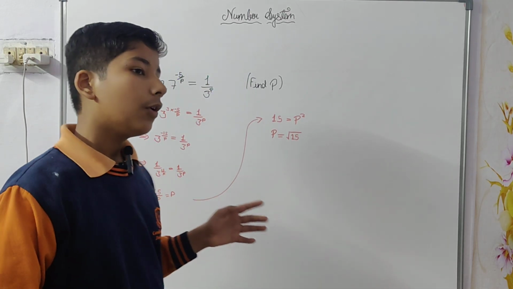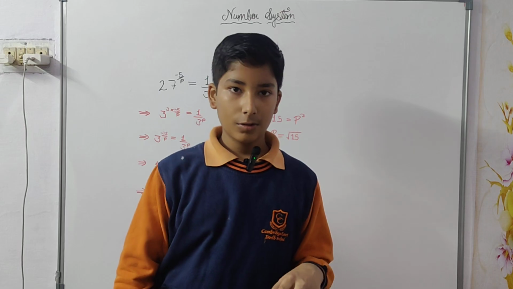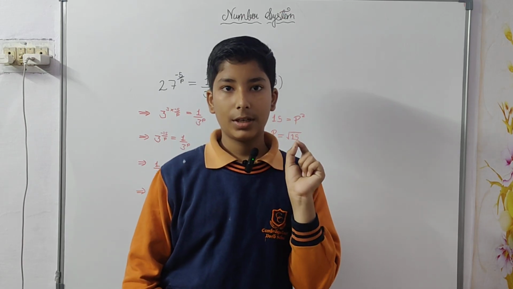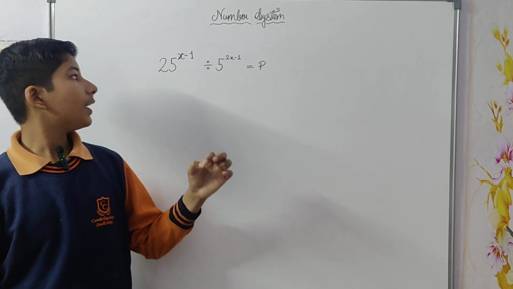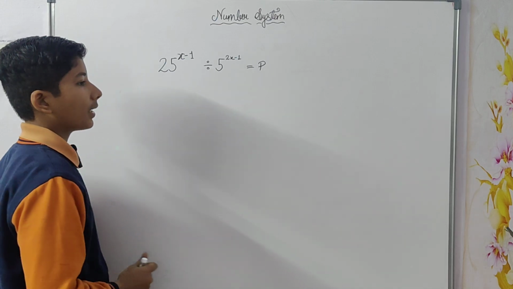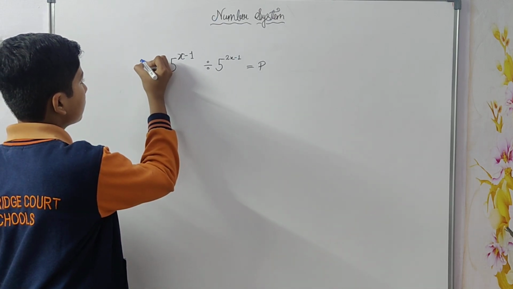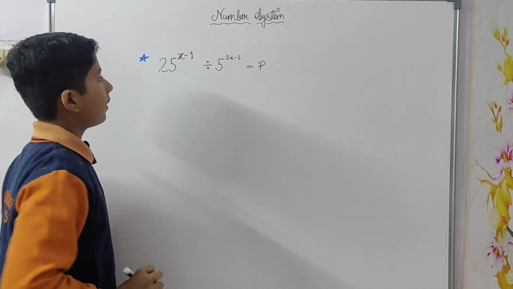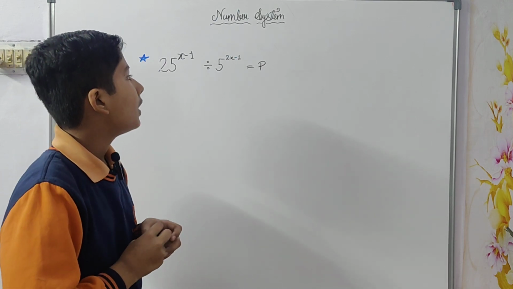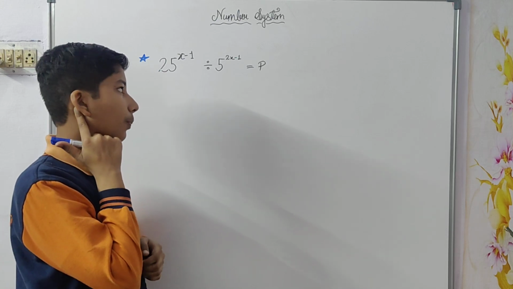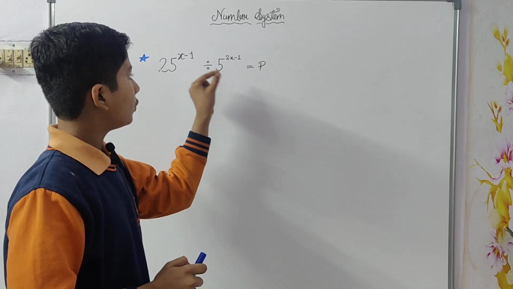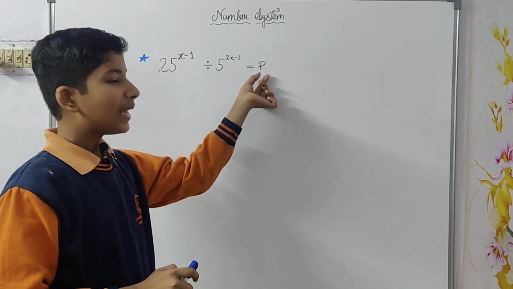So now we will come to our next questions, which are of a little bit higher difficulty. Over here, this is our second most difficult question, so I will mark it as star. Now, 25 to the power x minus 1 divided by 5 to the power 2x minus 1 equals p. What we have to find? We have to just find the value of p.